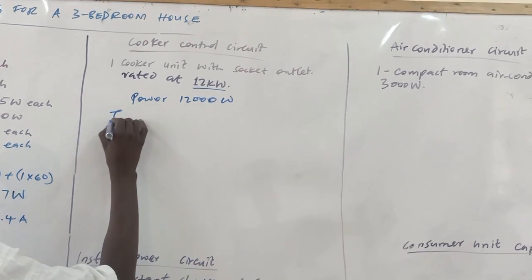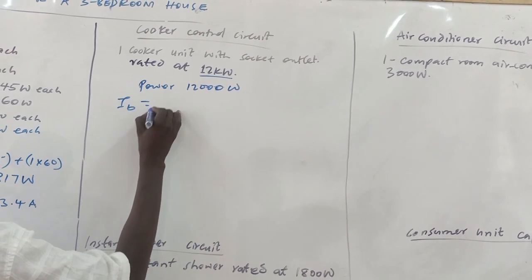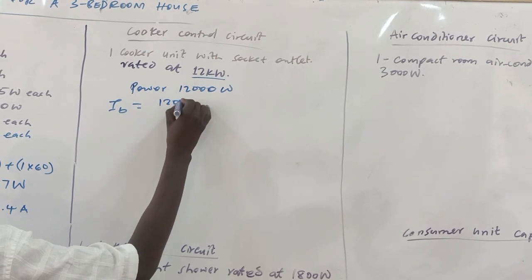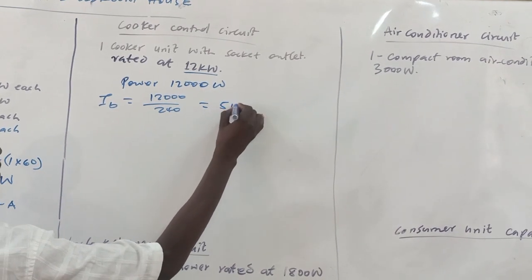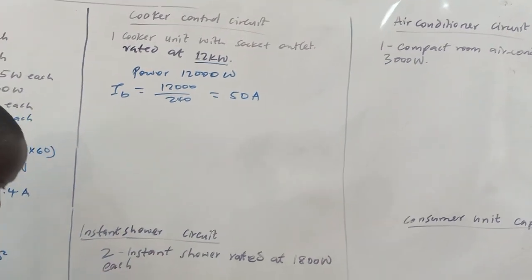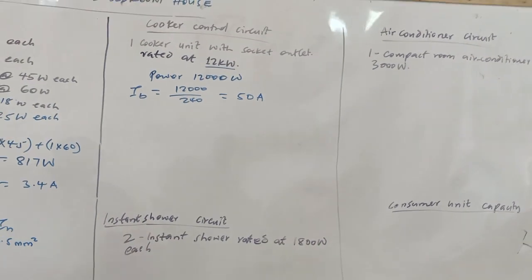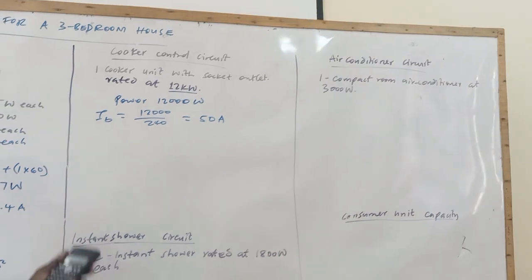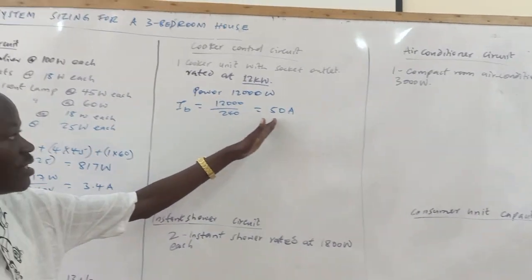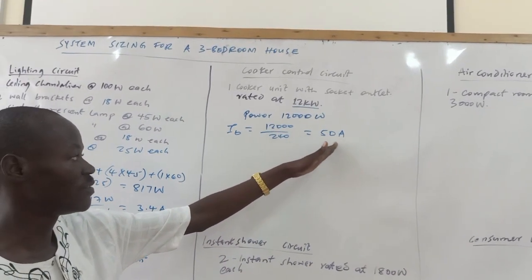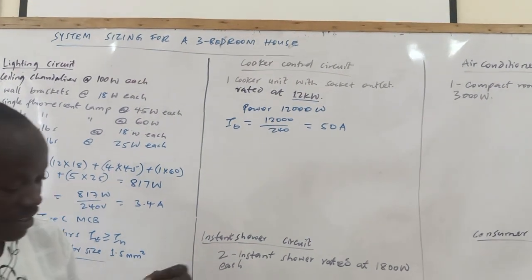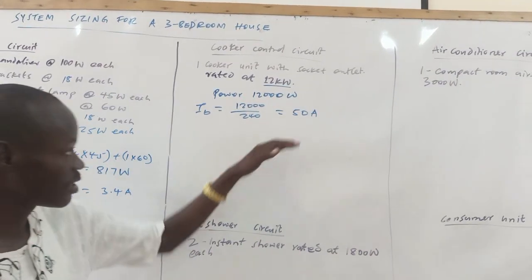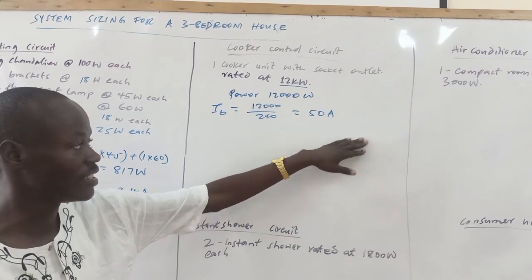So you proceed to design current. The design current will be 12,000 over 240. That is 50 amperes. But when it comes to a cooker circuit, we have something called diversity. If we just take 50 amperes for a 50 ampere circuit breaker, it means that whenever the cooker unit has a fault, the circuit breaker will still be on, since it senses that everything is normal.